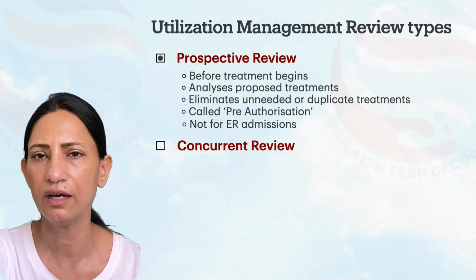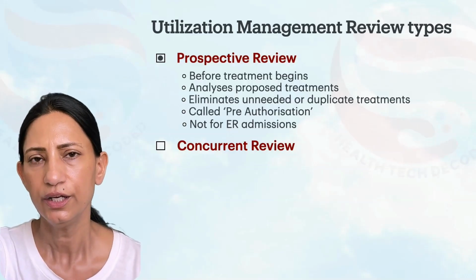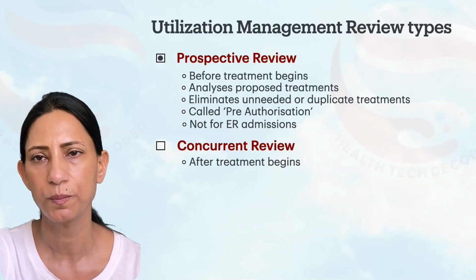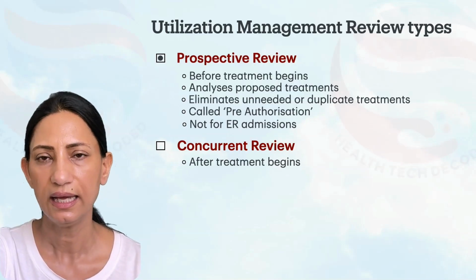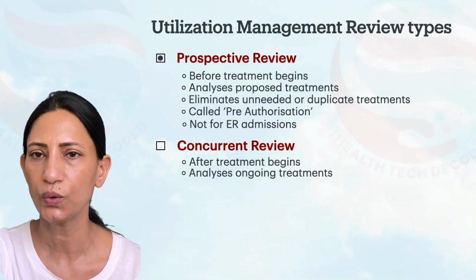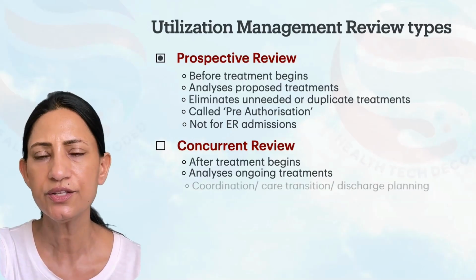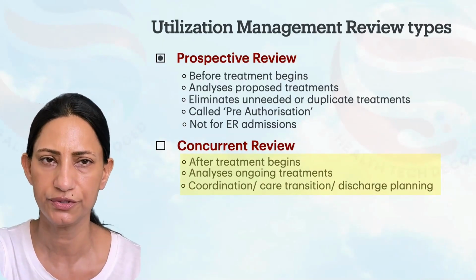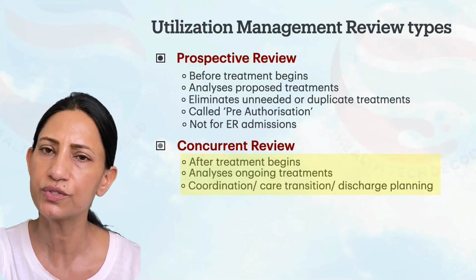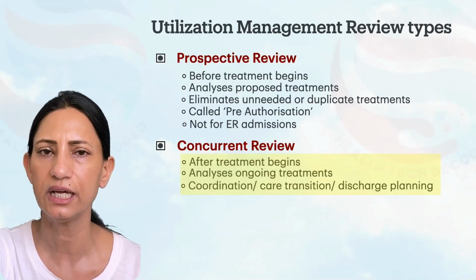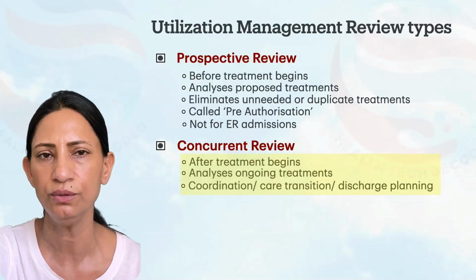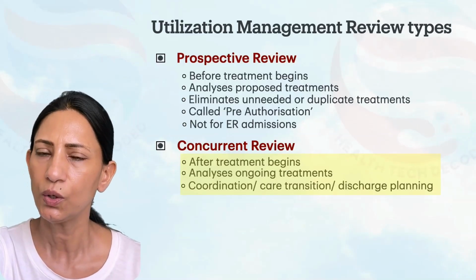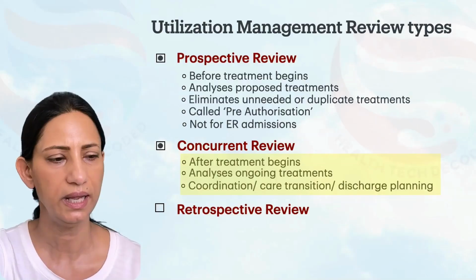it happens after the treatment has begun, usually within 24 to 72 hours of admission. It analyzes the treatments that are ongoing, and this review includes coordination of the care being provided to the patient. It also reviews the transitions if required. So, for example, if the transition from ICU to the room has to happen, that's when it keeps a check on it. It also keeps a check on the discharge planning.